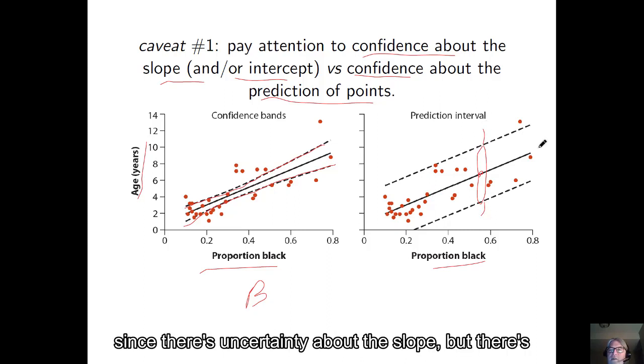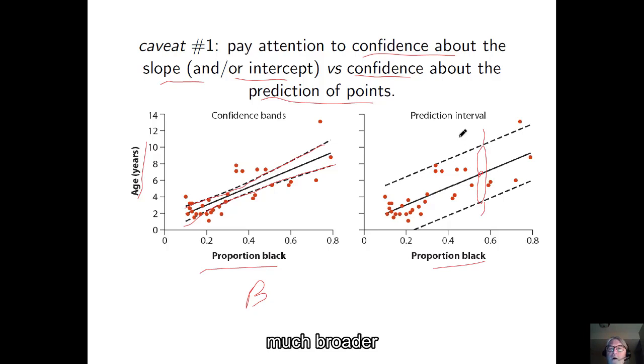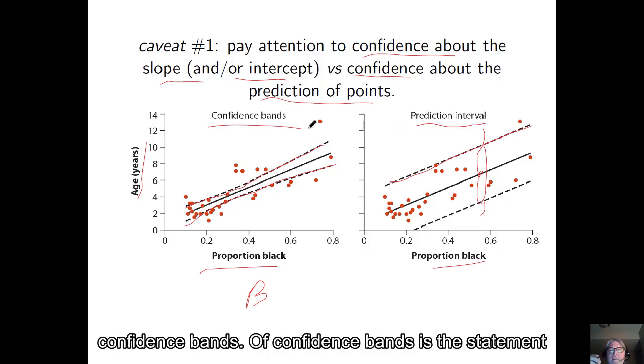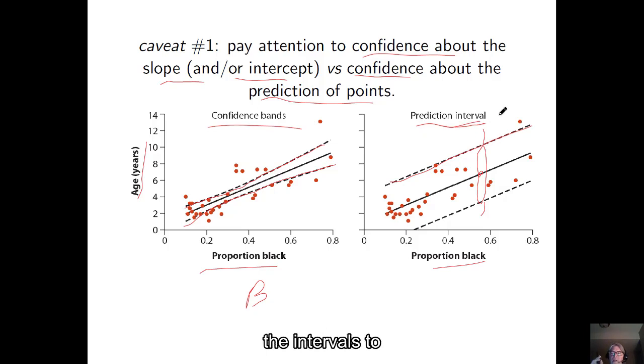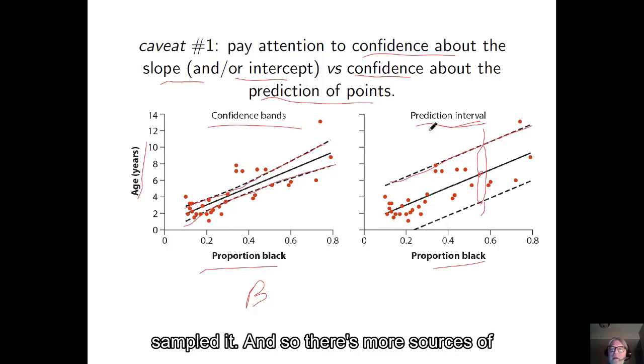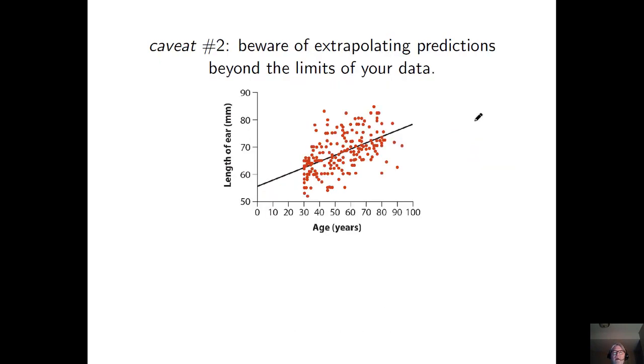Since there's uncertainty about the slope, but there's also uncertainty about how much scatter there is around the line, we have generally much broader prediction intervals than we have confidence bands. So confidence bands is the statement about the slope. Prediction intervals are the intervals to visualize where you can be confident that a new data point would fall if you sampled it. And so there are more sources of error over here on the right, and so there's a wider prediction interval. Okay, so that's one thing to be aware of, that distinction.